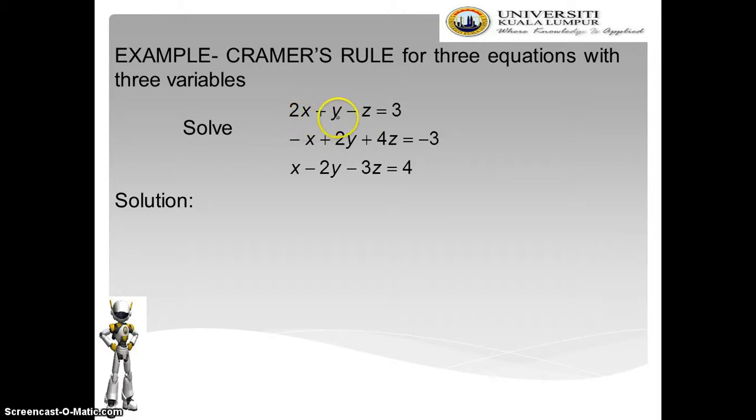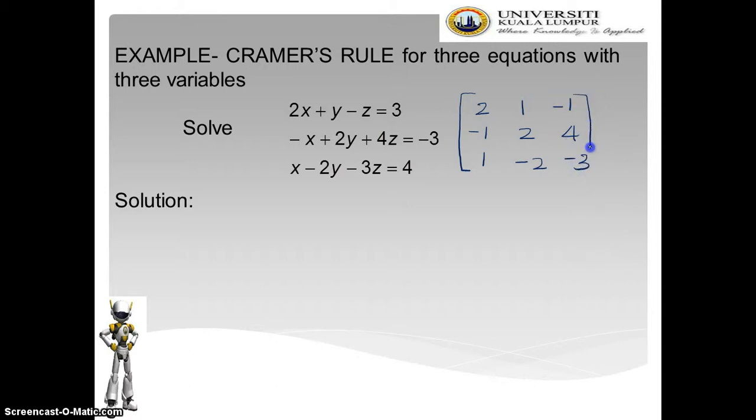We have 2x plus y minus z equal to 3, negative x plus 2y plus 4z equal to negative 3, and x minus 2y minus 3z equal to 4. So in a system of matrices, like the 2 times 2 before, we have the coefficient matrix: 2, negative 1, 1 for x; then for y, 1, 2, and negative 2; and for z, negative 1, 4, and negative 3.